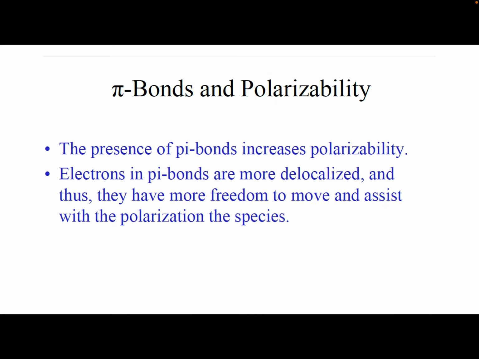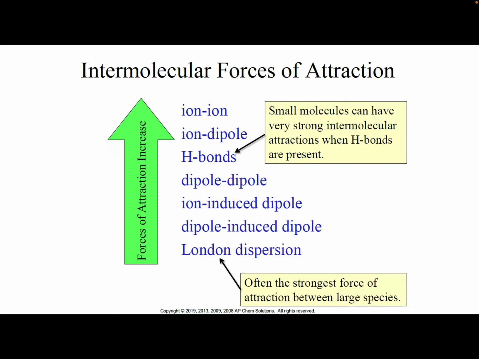Looking at pi bonds, that would be our double. Remember, we have pi bonds. We have sigma single, so pi bonds are in double and triple bonds. So the presence of pi bonds is going to increase polarizability. So the electrons in those pi bonds are more delocalized, so they can move and assist with polarization of the species.